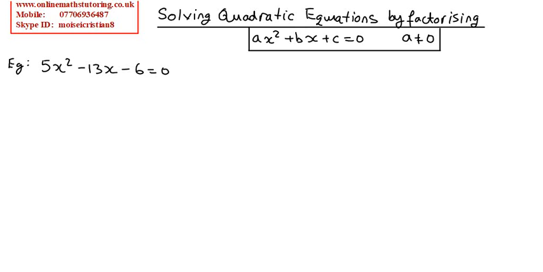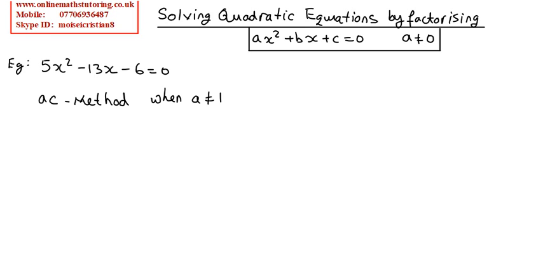In order to show you how to factorize this quadratic, I will use a method called the AC method. So this is what we're going to use to factorize this quadratic: 5x squared minus 13x minus 6 equal to 0. The AC method is used when a is not equal to 1. As you can see in this example, a is equal to 5.